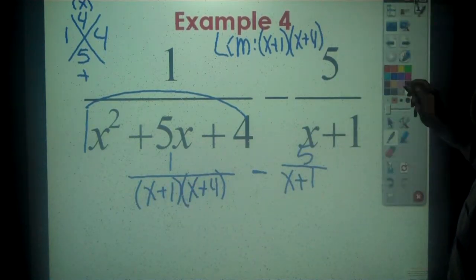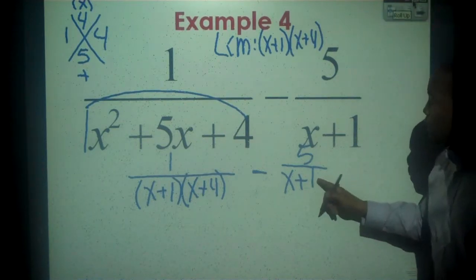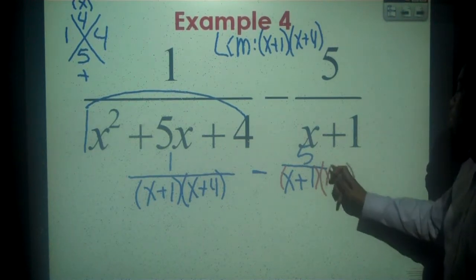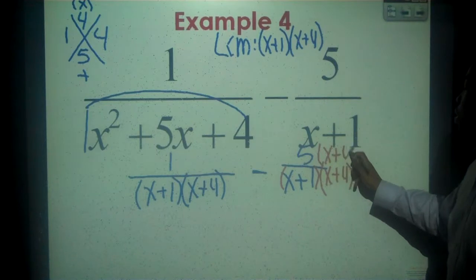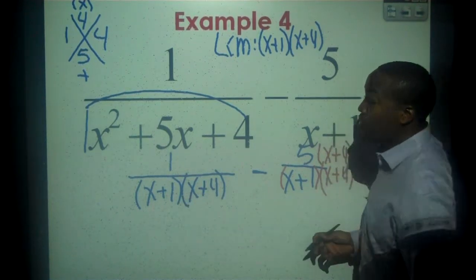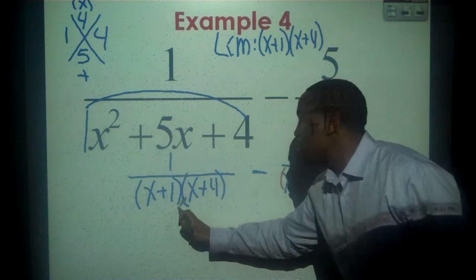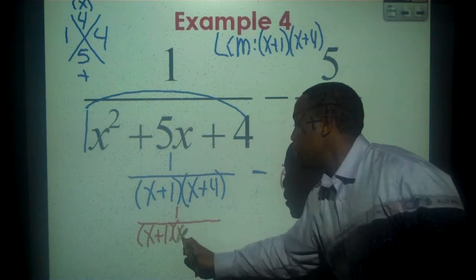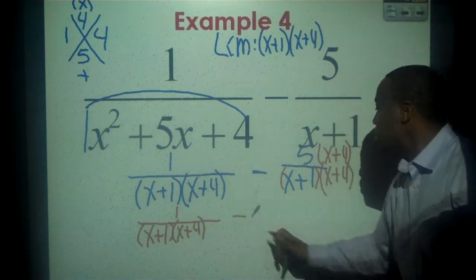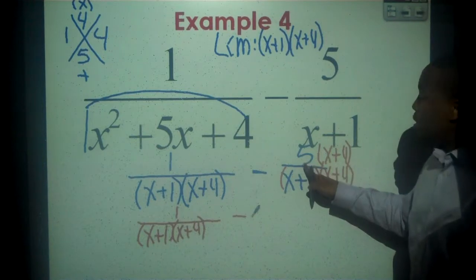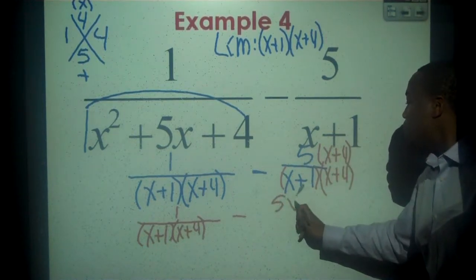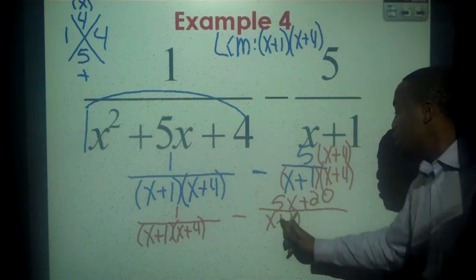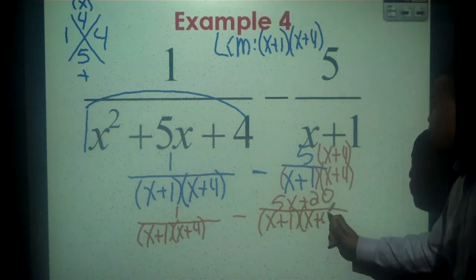So let me change color for a second. What that means is I need to multiply this side right here times x plus 4, and also multiply the top by x plus 4. Now this side is already done, so I leave it the same. So what I get now is 1 over x plus 1 and x plus 4, minus, and I'm going to go ahead and simplify this. 5 times x would be 5x plus 20 over x plus 1 times x plus 4.